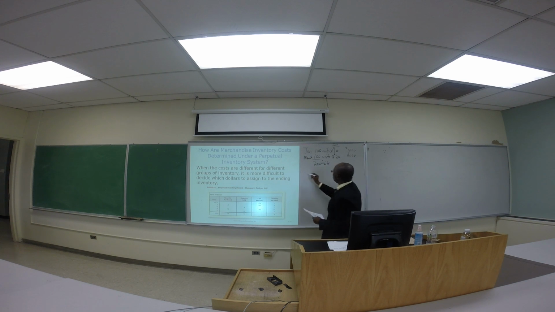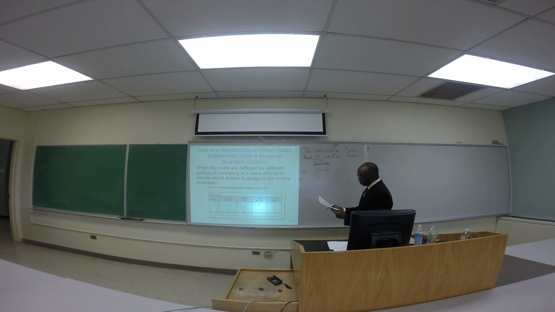Now, guess what? This is the quarter, January through March. At the end of March, guess what happened? We have only 10 units left. Why? Because we sold 190 units, so we have only 10 units left. So you need to cash this. The question is, how much did we pay for the 10 units left? We sold 190, we have 10 left.